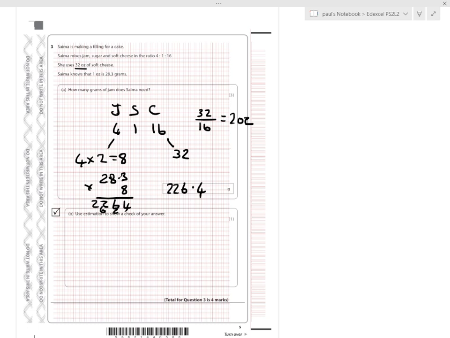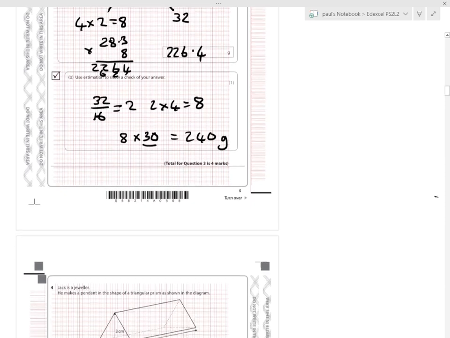Use an estimation to check your answer. Oh, right. So what we're going to do, 32. Well, there is no estimation because we've got 32 divided by 16 equals 2. And then we've got 2 times 4 equals 8. And the estimation must be this is 30. 8 times 30. There's the estimation, which is 240 grams. Okay, that's okay, that one.